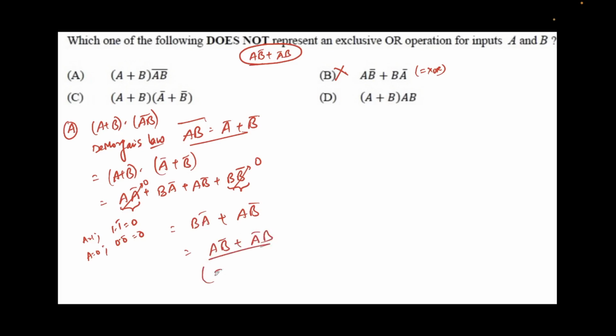Now note that this is nothing but the expression of XOR. So option A is also the expression for XOR. So this is also XOR. So this option cannot be correct again.